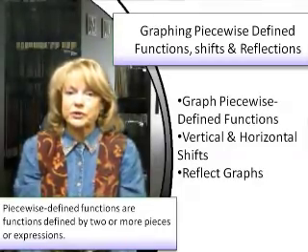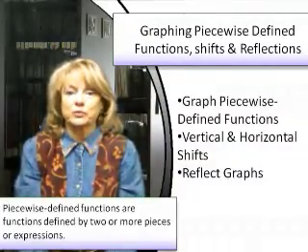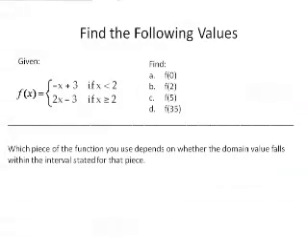In this section, we will learn how to graph piecewise defined functions and work with vertical and horizontal shifts. We start by working with a piecewise defined function. This function is made up of two halves. If x is less than 2, the function is y equals negative x plus 3. If x is greater than or equal to 2, the function is y equals 2x minus 3.